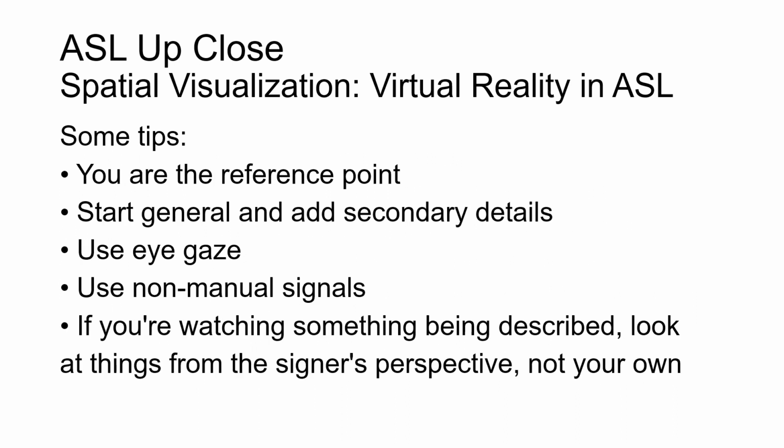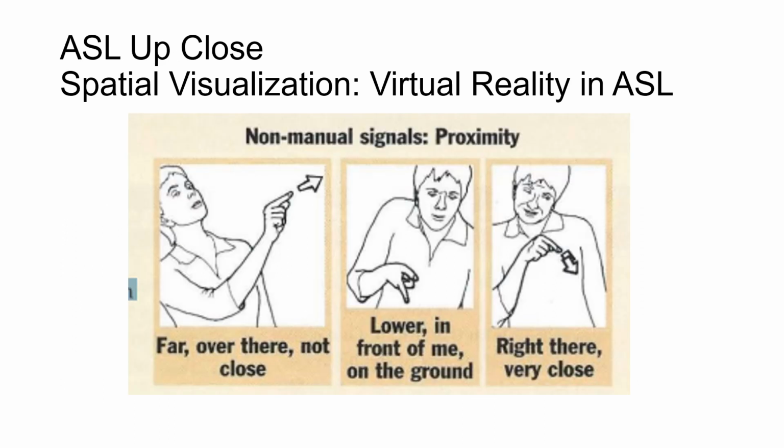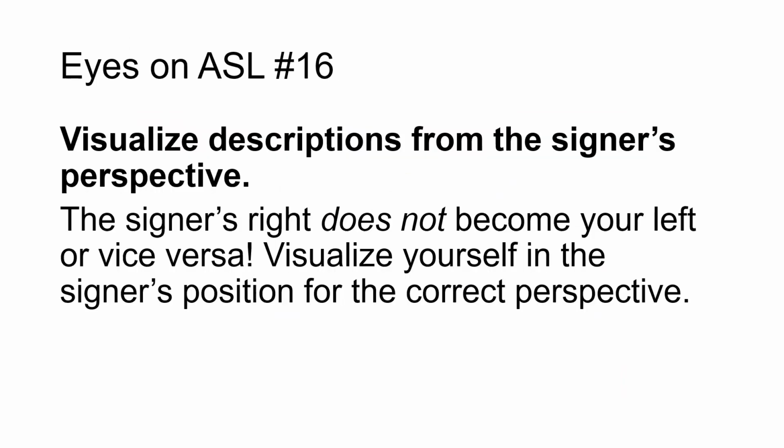Some tips. You are the reference point. Start general and add secondary details. Use eye gaze. Use non-manual signals. If you're watching something being described, look at things from the signer's perspective, not your own. These are 3 pictures of non-manual signals for proximity, showing far, lower, in front of me, and right there or very close. Eyes on ASL number 16.